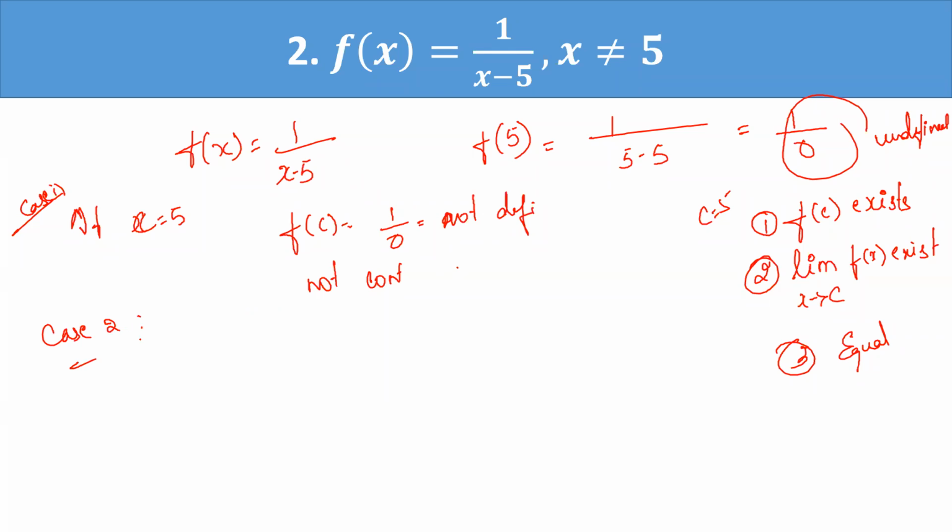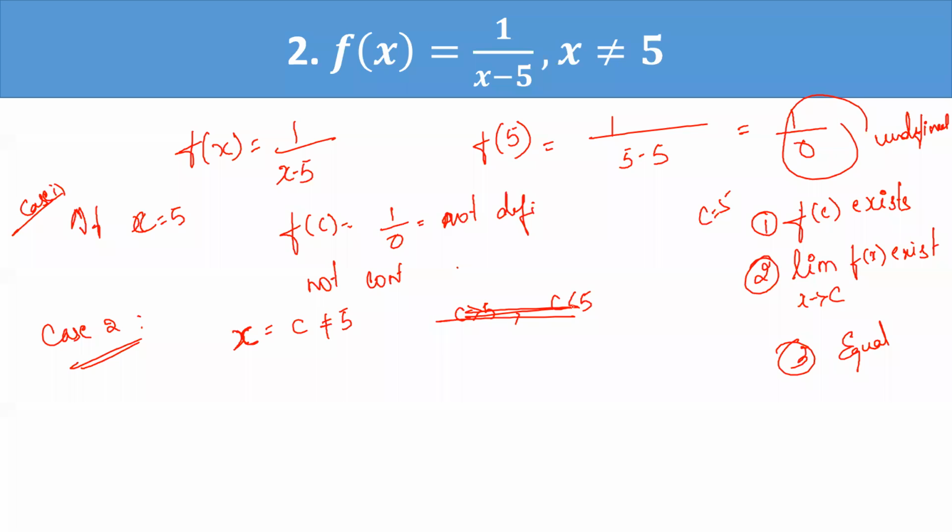Case 2. What is case 2? You have to take a value c which is not equal to 5, which means it can be either greater than 5 or less than 5. So c can be anything, either greater than 5 or less than 5. Then you have to verify the 3 conditions.